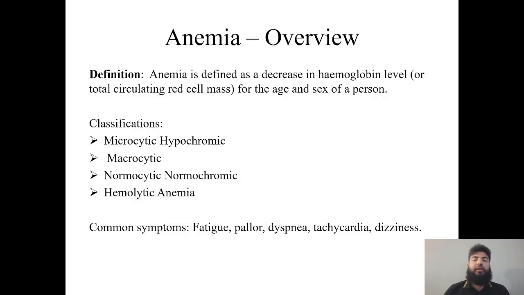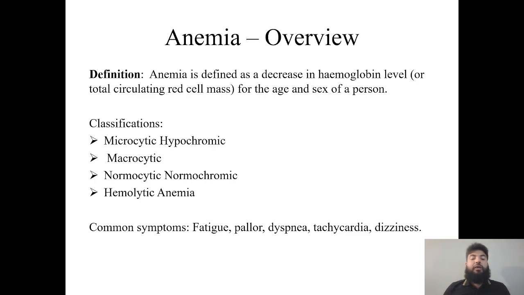Then macrocytic anemia. Macrocytic is basically the cell will look bigger in size in this kind of anemia, and then normocytic normochromic anemia, in which the cell will look normal as well as the hemoglobin inside the cell will also be normal, but there will be decrease in the red blood cell, so it leads to normocytic normochromic anemia. And then hemolytic anemia, in which the RBC lysis occurs and it leads to hemolytic anemia.